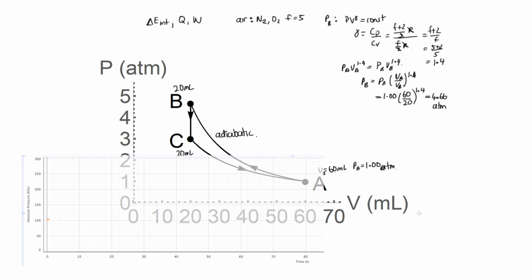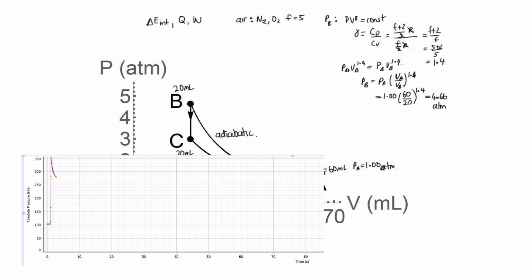Now, just looking back at our plot, you can see it didn't quite get up to 4.66 atmospheres, but it got fairly close. When we're doing experiments like this on the desktop, we're not going to be able to get the absolute highest pressure because the temperature starts to drop off very quickly, and our equipment has a certain sampling rate, so it can't necessarily sample fast enough to get the absolute highest pressure or temperature.